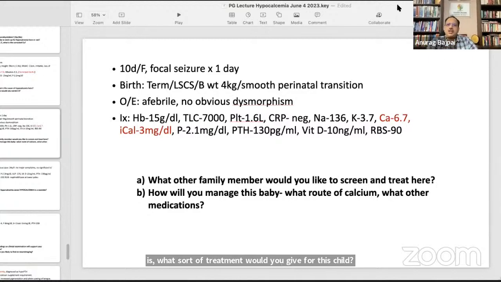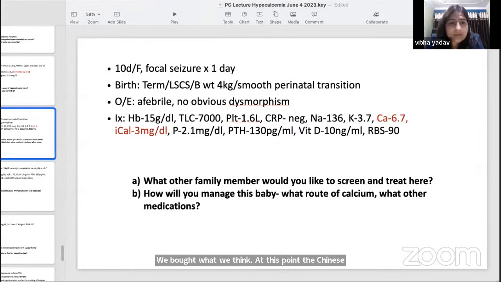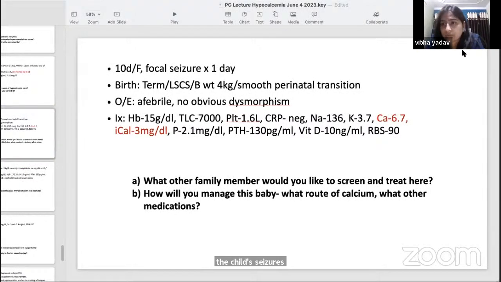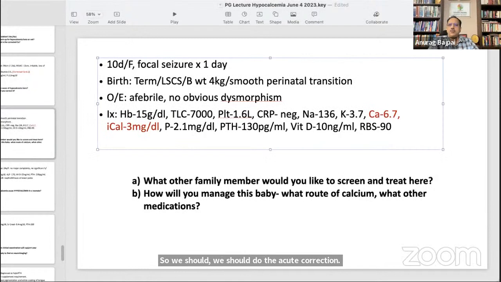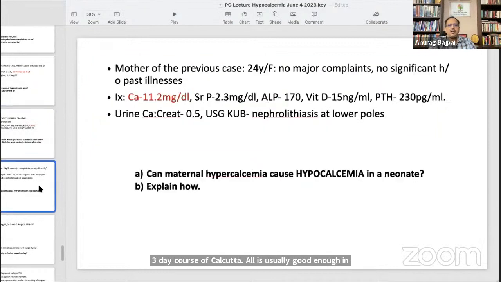The child has seizures. Definitely the child is having symptomatic hypocalcemia, so we should do the acute correction. Yeah, so we have to give intravenous calcium bolus followed by infusion. And very importantly, which we mentioned earlier, you should always give calcitriol in this setting, otherwise they will have a recurrence of hypocalcemia. So a 3-day course of calcitriol is usually good enough in that regard. Yes. So next case, Dhwani.